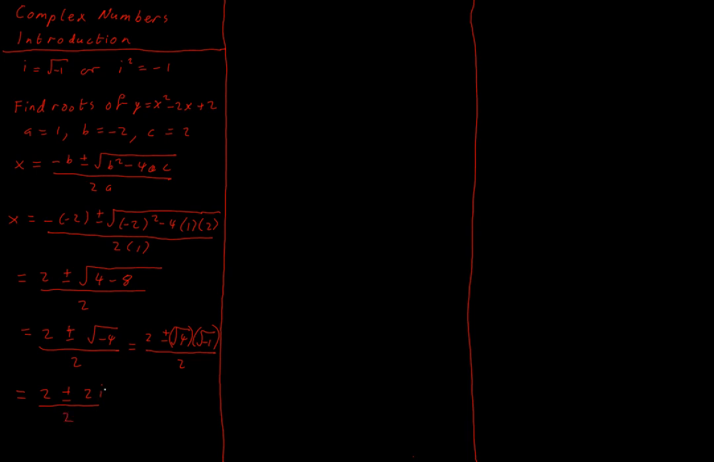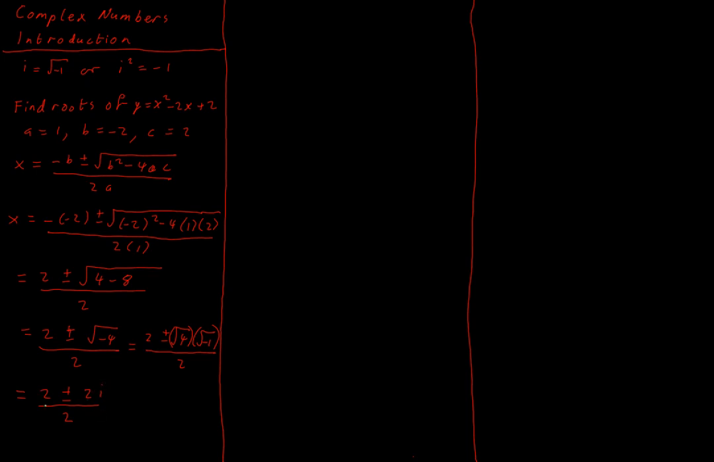Now, i behaves basically the same as a normal algebraic letter when we aren't using this definition. So if we end up with i squared, we will turn it into minus 1. But if it's just i in a question, it will behave exactly the same way as if I had 2 plus or minus 2a, or 2x, or 2y. It just behaves like a normal letter.